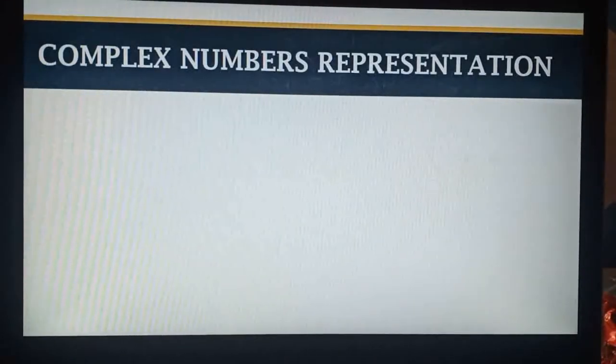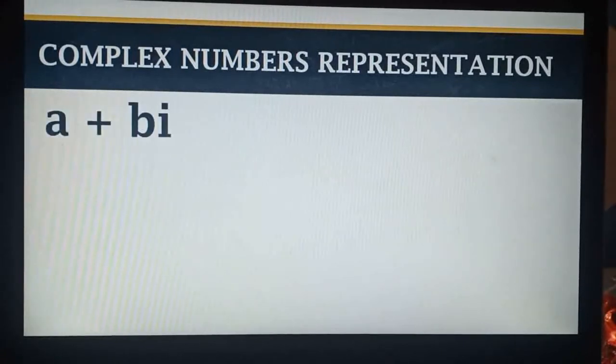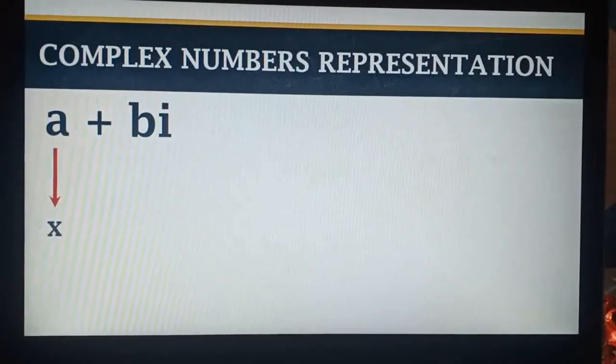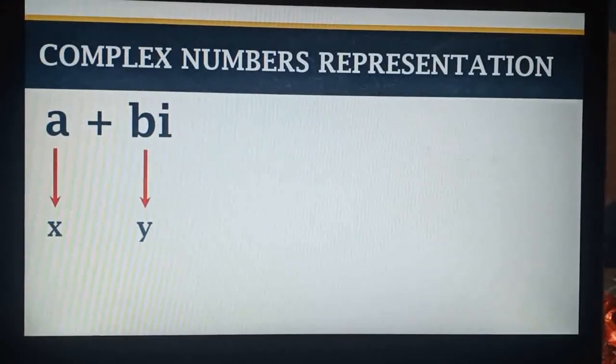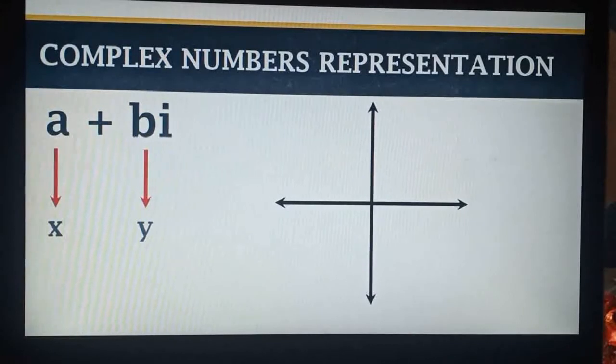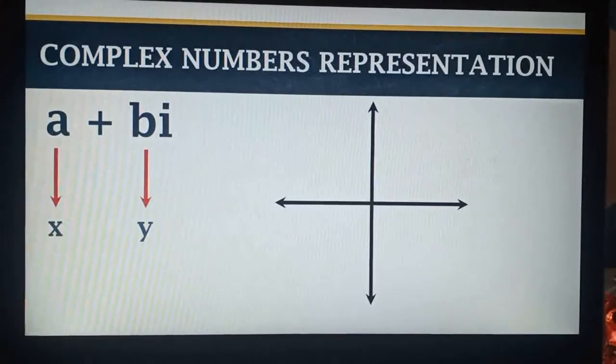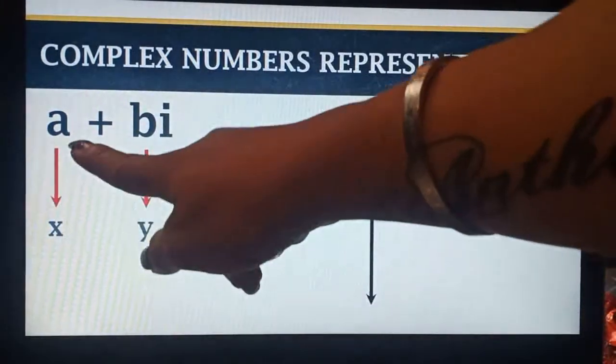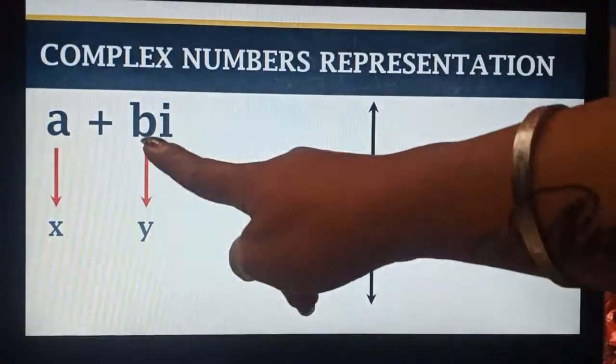Now, after identifying the real and the imaginary part of the complex number, we have the complex number representation. For the complex number representation, let's say you have a plus bi. A is noted as x and b is noted as y. So, we represent it on the x and y axis. x is the value of a, and y is the value of b.